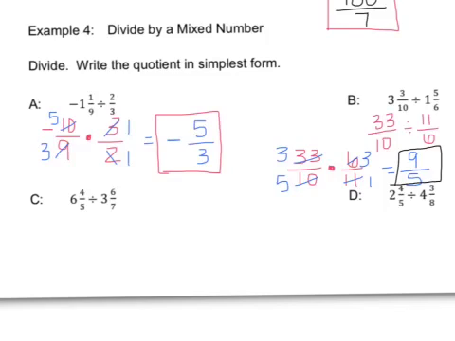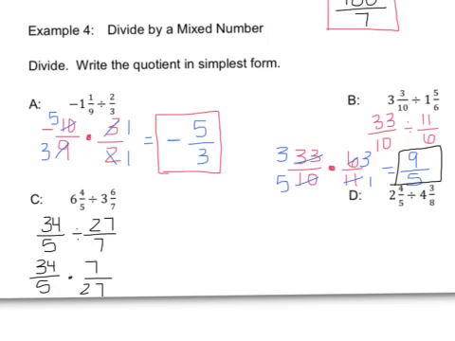Go ahead and pause again and try C and D. Then when you finish them, restart the video and see how you did. For C, you should have changed 6 4/5 to 34 over 5. And you should have changed 3 6/7 to 27 over 7. Then you need to do your keep, change, flip, so you have 34 over 5 times 7 over 27.